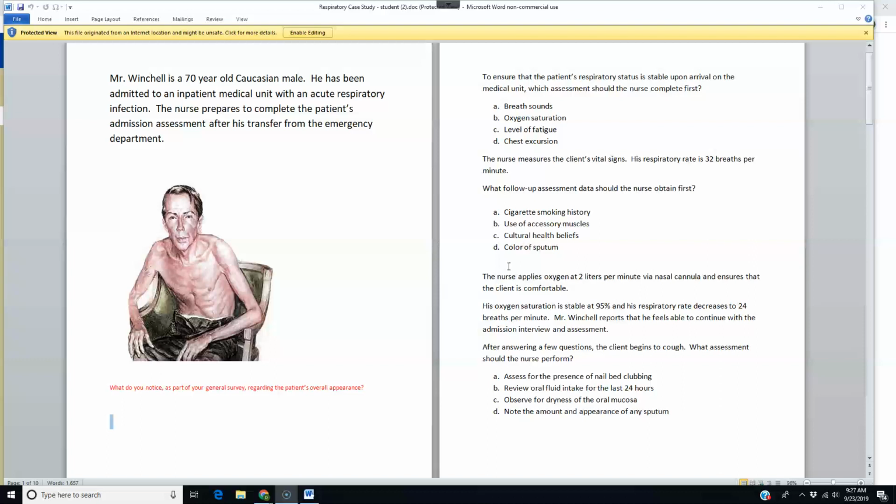So as you make that assessment, you can see that the oxygen really was a very good thing to provide for the patient.